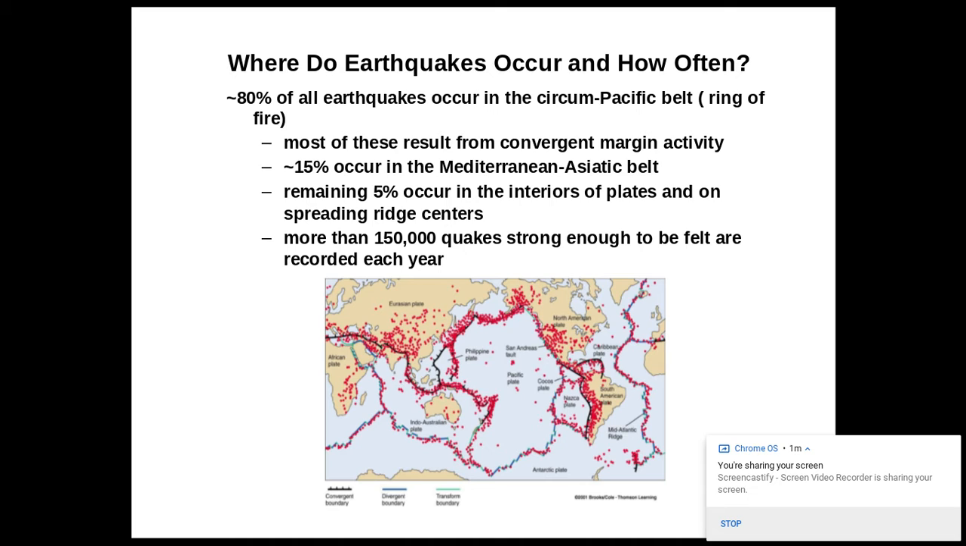Most of these result from convergent margin activity. 15% occur in the Mediterranean Asiatic belt. 5% elsewhere. All right, there's more than 150,000 quakes strong enough to be felt that are recorded every year. So earthquakes are happening all the time along the plate boundaries.